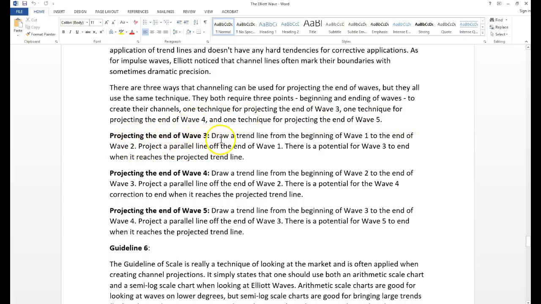Projecting the end of wave 3. Draw a trend line from the beginning of wave 1 to the end of wave 2. Project a parallel line off the end of wave 1. There is a potential for wave 3 to end when it reaches the projected trend line, right? So let's look at this real quick.